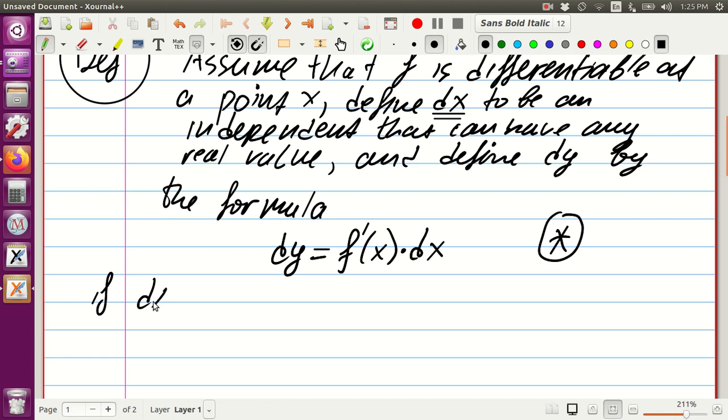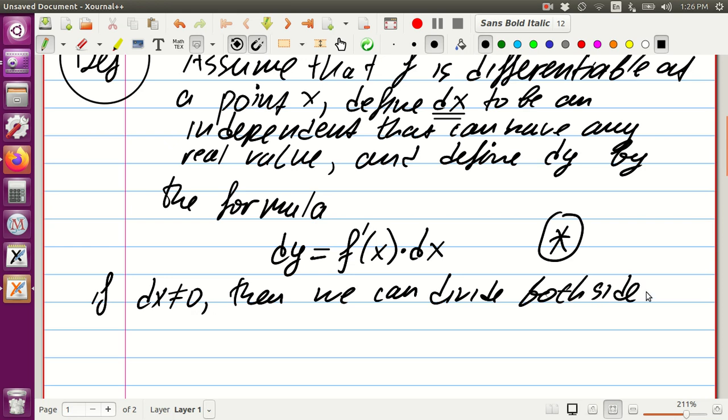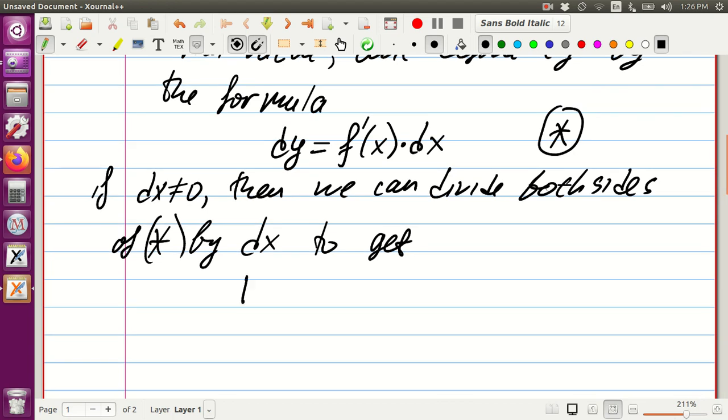And if dx is not equal to zero, then we can divide both sides of star by dx to get dy/dx equal f prime of x. And let's call it formula two stars.